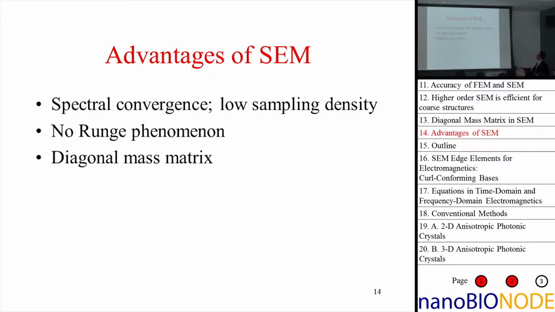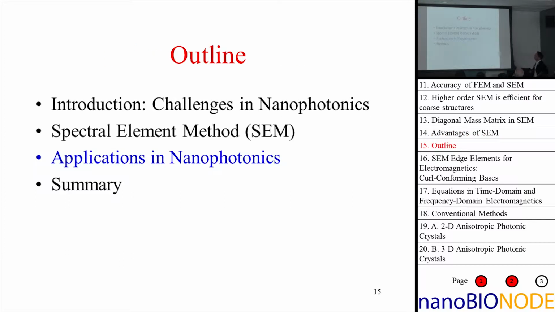So in summary, the advantage of the spectral element method is that it has spectral convergence. So you require very low sampling density, there's no Runge phenomenon, and also the mass matrix is diagonal. And this also has a very big advantage in the time domain solution when you use an explicit method. Okay, so here I'm going to give some overview of the applications of this method in nanophotonics.